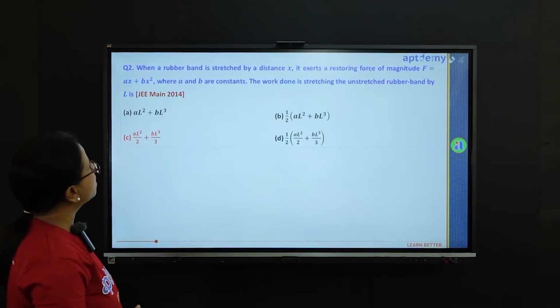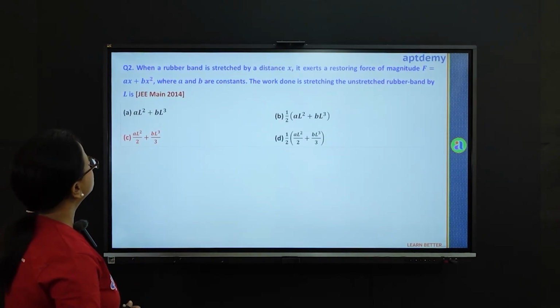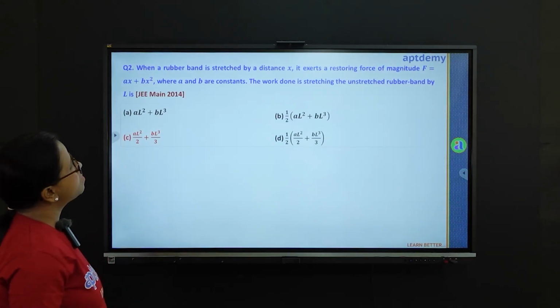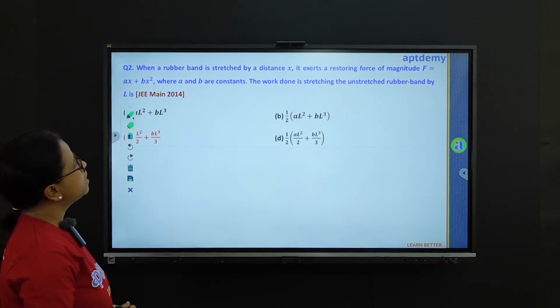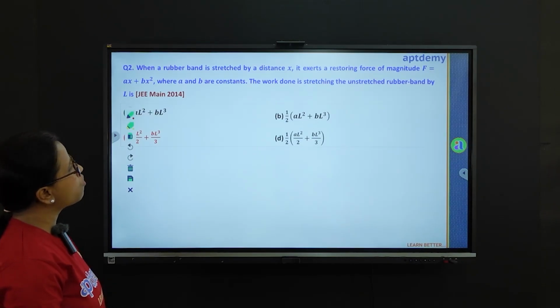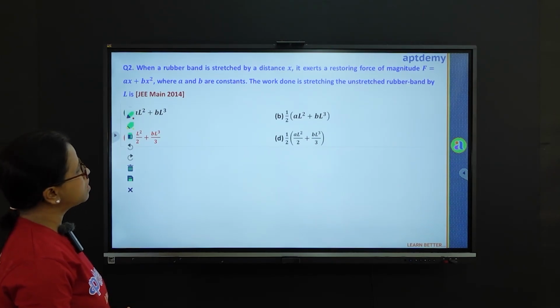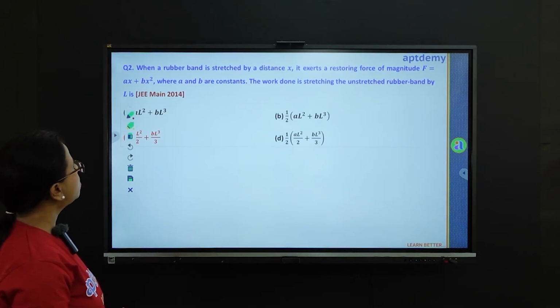Let's move forward to the next problem. The second question: when a rubber band is stretched by a distance x, it exerts a restoring force of magnitude S equals ax plus bx square, where a and b are constants. The work done in stretching the unstretched rubber band by L is given as.